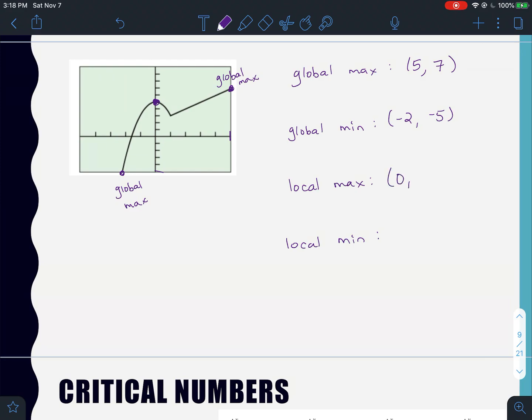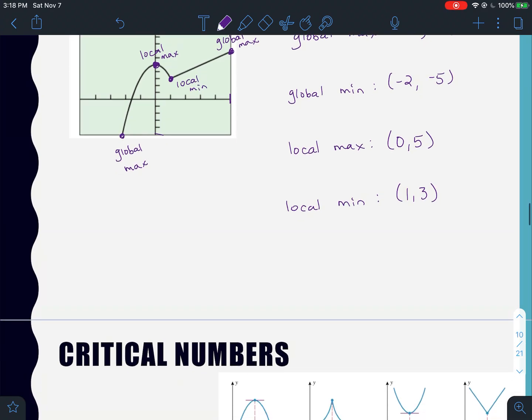My local max is this peak right here, and that occurs at the point (0, 5). So that would be a local max. It's not the highest point that occurs, but in that neighborhood, it's the highest point that occurs. And this point right there, that little corner, is going to be a local min. It's not the lowest point overall that occurs, but in that neighborhood, it's the lowest point that occurs. And that occurs at (1, 3). And that would be a local or relative min.